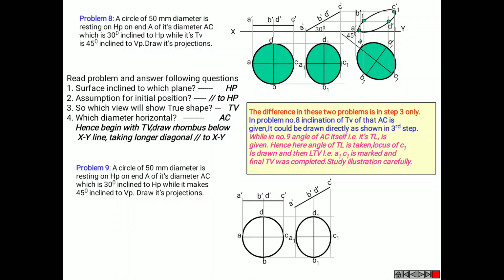Hence here the true length is taken, the locus of C1 is drawn, and then A1 C1 is marked, and the final top view is completed. Study the illustration carefully.